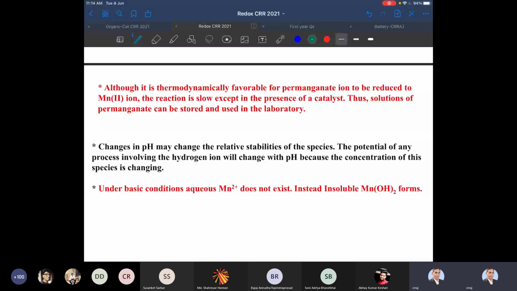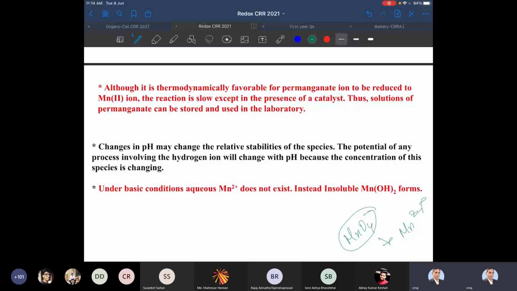What is the reaction I'm talking about? I'm talking about MnO4- to Mn2+. If you look at the potential, theoretically it will undergo a spontaneous reaction. MnO4- will get reduced to Mn2+, but it needs a catalyst.